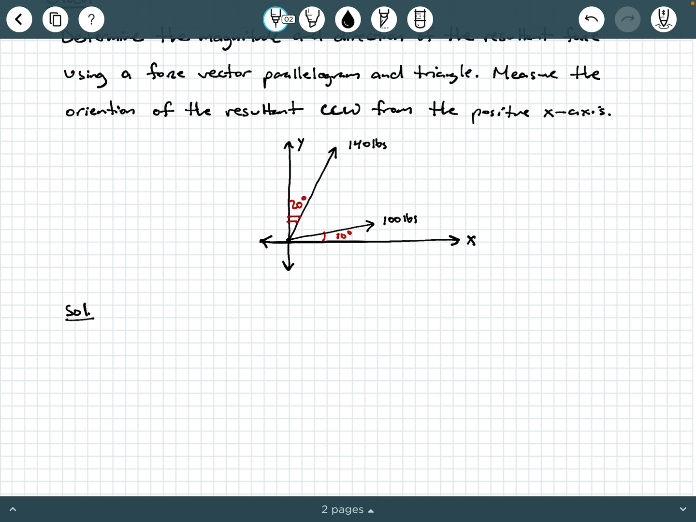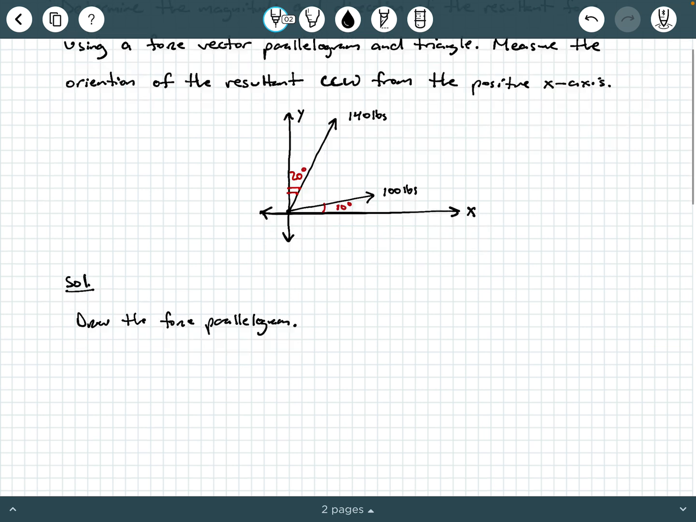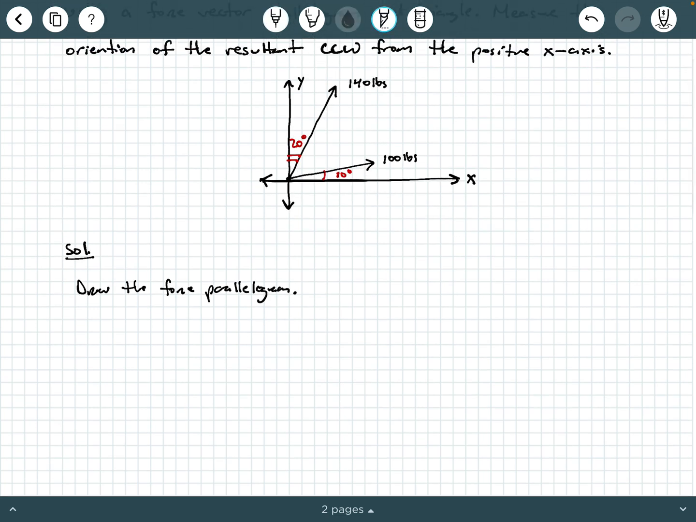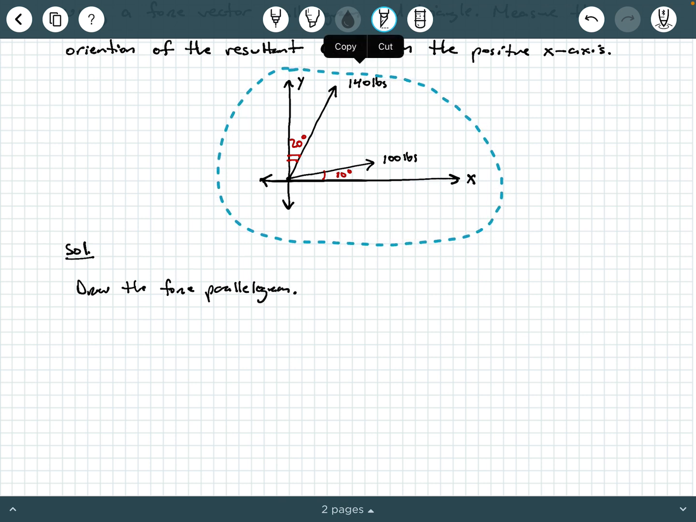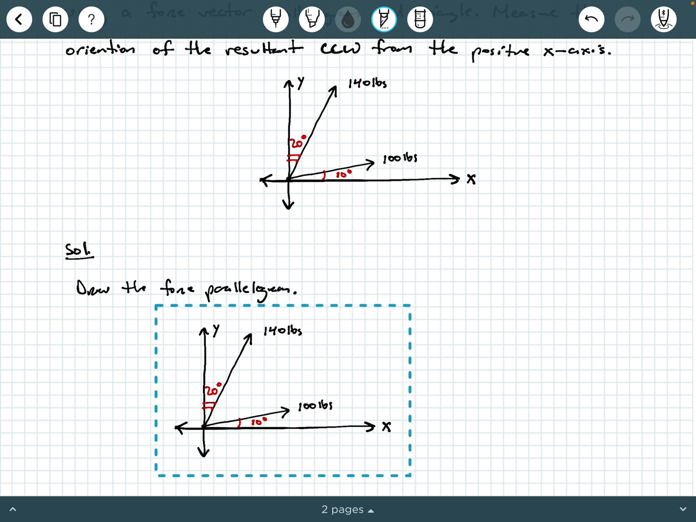I'm going to write solution here, and I'm going to say let's start by drawing the force parallelogram. We sometimes call this a vector parallelogram. And how do we do that? Well, I'm going to redraw this figure. I'm going to do that by copying it and pasting it here. Then I'm going to sketch this vector or force parallelogram.